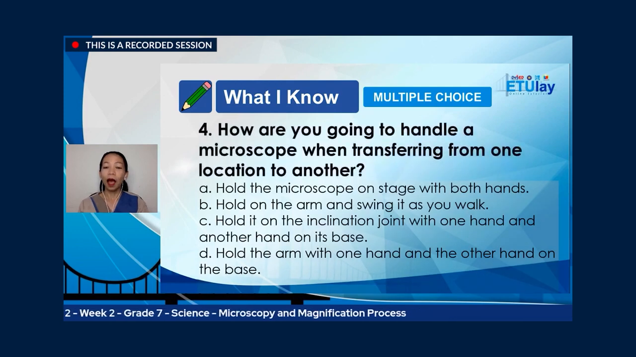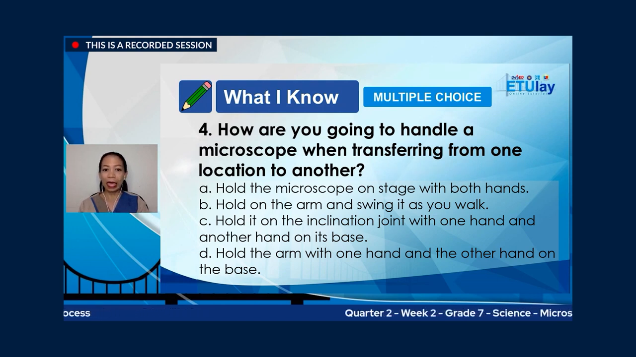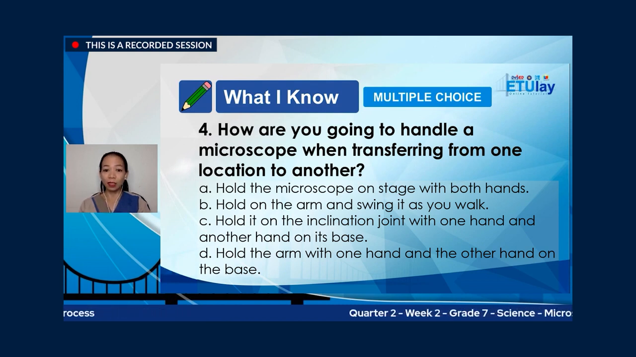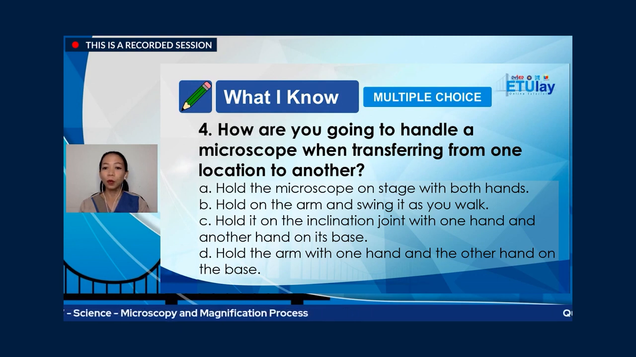Number 4, how are you going to handle a microscope when transferring from one location to another? A, hold the microscope on stage with both hands. B, hold on the arm and swing it as you walk. C, hold it on the inclination joint with one hand and another hand on its base. Or D, hold the arm with one hand and the other hand on the base.